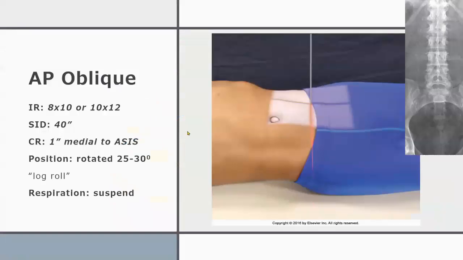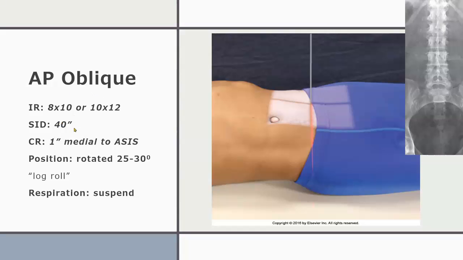So 8 by 10, and in this situation, if I use an 8 by 10, I would do it in a portrait. Brian, you raised your hand? Yeah, is there also a cephalic angle as well as when we rotate the patient? No, there is not. It's perpendicular. Thank you. It is perpendicular.